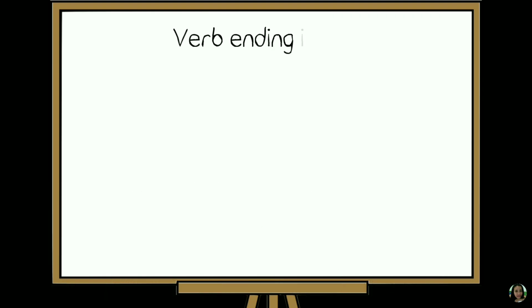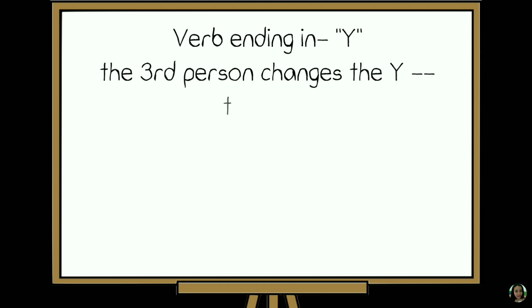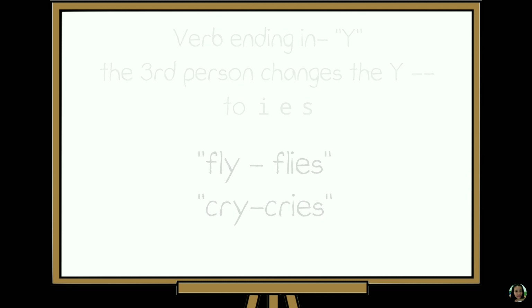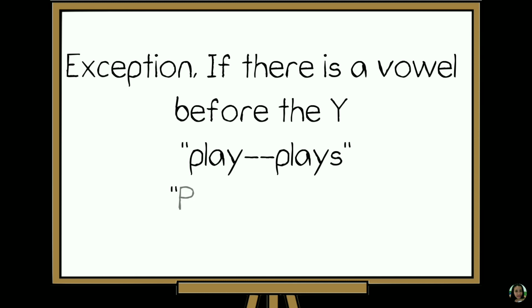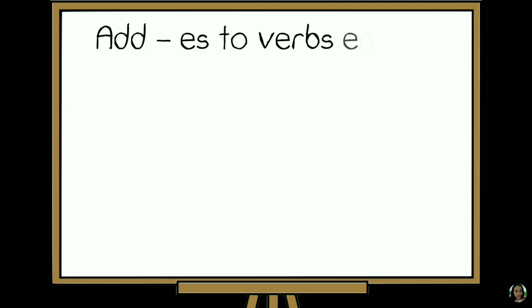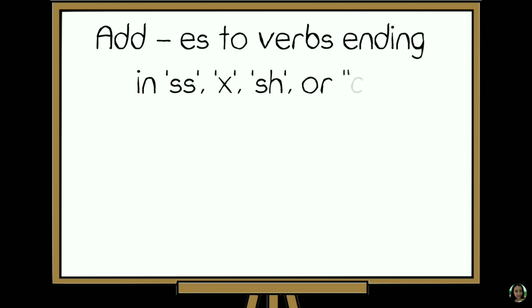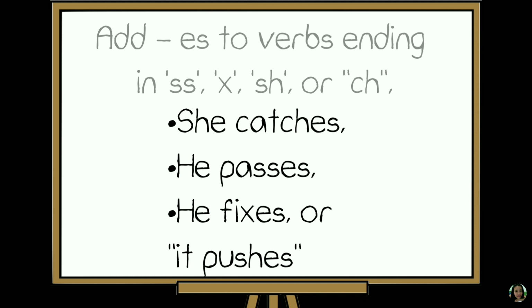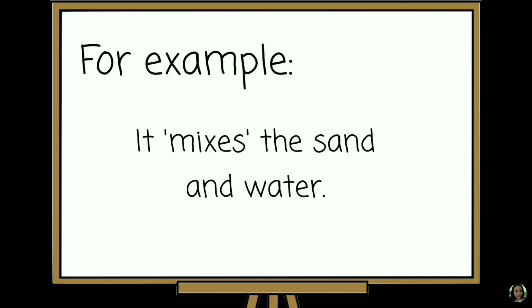For verbs ending in y, in the third person the y changes to ies, like this. Fly becomes flies. Cry becomes cries. Exception: if there is a vowel before the y, like play, plays, pray, prays. Add es to verbs ending in double s, x, sh, or ch, just like this: she catches, he passes, he fixes, or it pushes. For example, it mixes the sand and water.